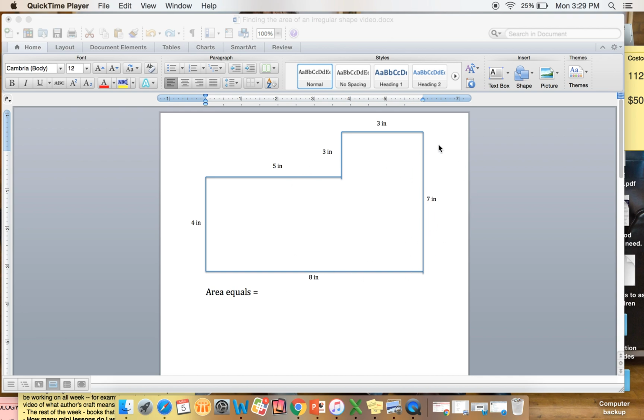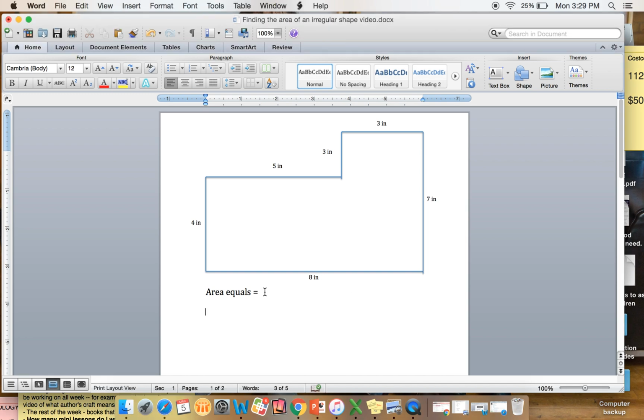This is video one of finding the area of an irregular shape. So you can see here we have an irregular shape and we're going to find the area. First thing we want to think about is finding the area of a rectangle.